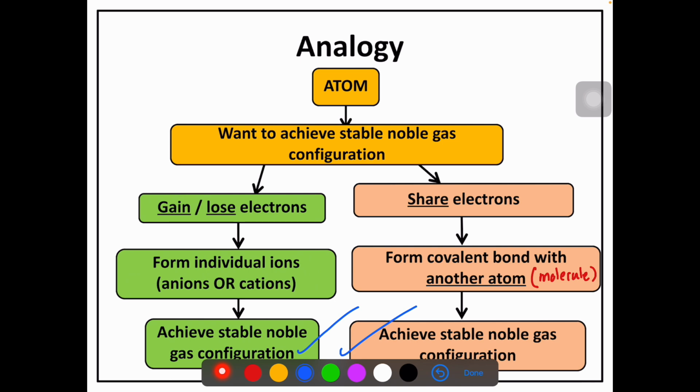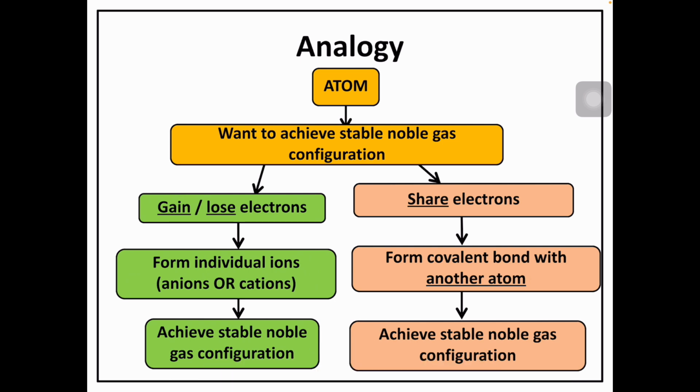So it's really a matter of whether it's about gaining or losing of electrons, and whether it's about sharing of electrons. And this analogy is trying to help you understand that at the end of the day, all the atom wants to do is to achieve the stable electron structure. But whether it does it through the ionic bonding on the left-hand side or the covalent bonding on the right-hand side really depends on who the atom is with.